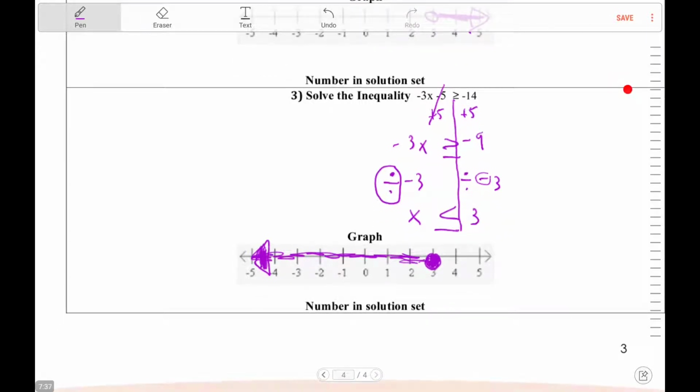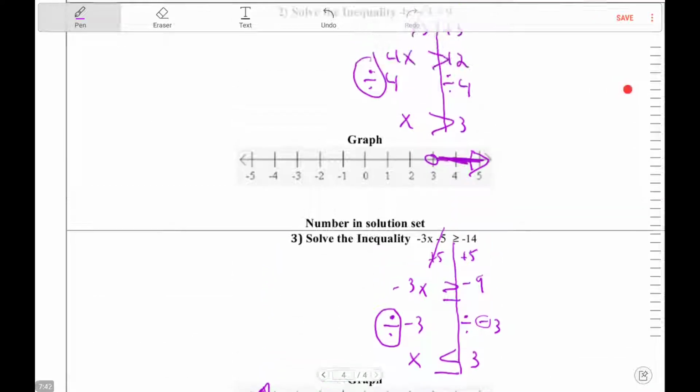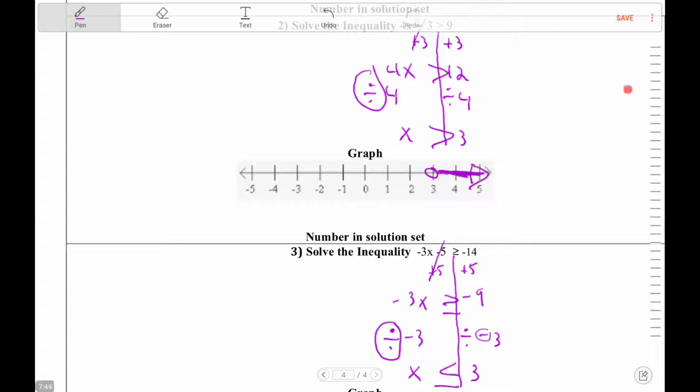And that's all, folks. All you need to remember is all the rules that we've done so far are the same. It's just that you need to remember to flip the sign when you divide or multiply by a negative. Okay, remember the golden rule. Okay, have a good one.